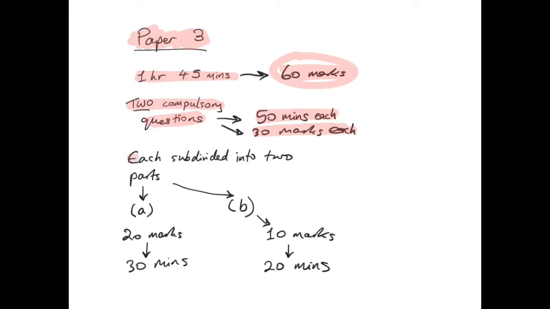So each question will be subdivided into 2 parts. There's a part A, which contains a lot of sub-questions. Part A will be a total of 20 marks, so spend about 30 minutes of your 50 minutes on part A. Part B is an extended response, a policy recommendation question. It's worth 10 marks, so I advise you to spend about 20 minutes on part B.